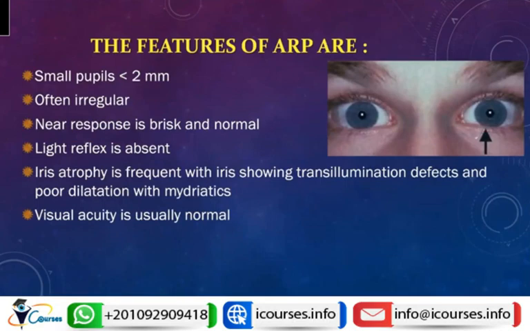So here are some features. There are small, irregular pupils, with a near response that is brisk and normal. So it is not tonic like the Adie pupil, but it is brisk or rapid. Once the patient looks at a near target, both pupils will constrict normally. The light reflex is absent and sometimes it can show iris atrophy with normal visual acuity.